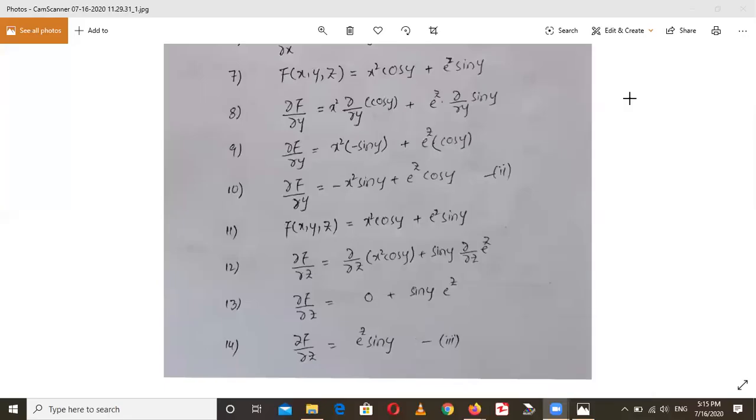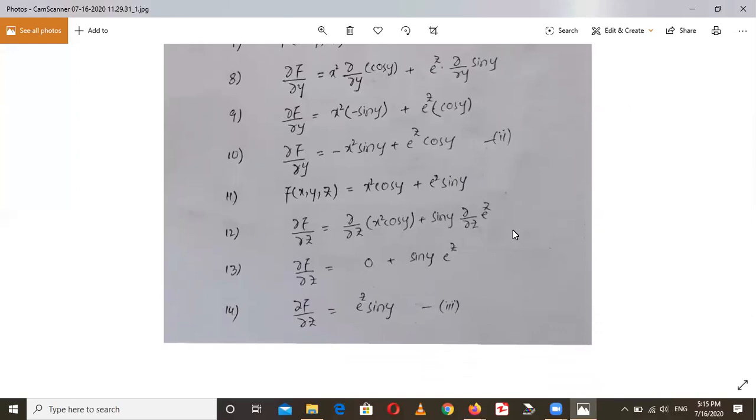Now, in step number 11, the same method I will apply, but this time I will differentiate this with respect to z. Could you share screen with me now? Is it okay? Yes. In step number 11, we have given the same question. And in step number 12, basically I will differentiate it again with respect to z.